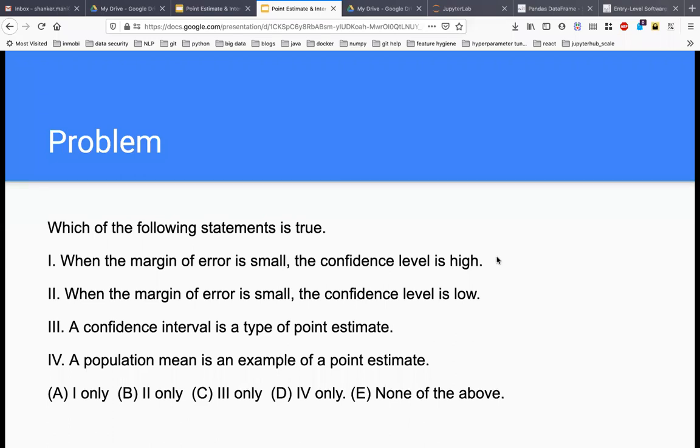Okay, so there is a problem here. The problem is, which of the following statements is true? So can you guys think on this? Think on this for some time. This is a little tricky one. So think and then answer.